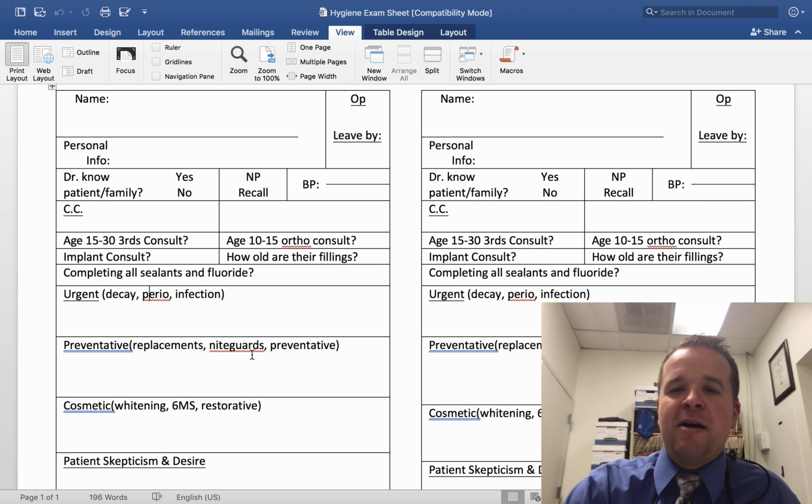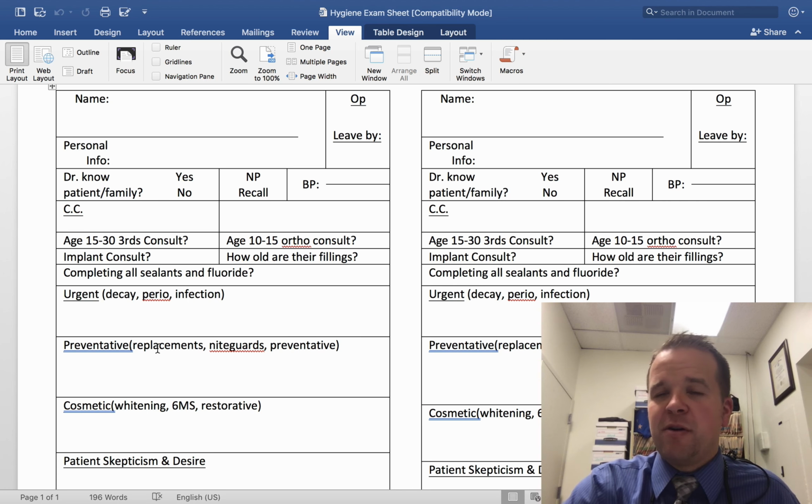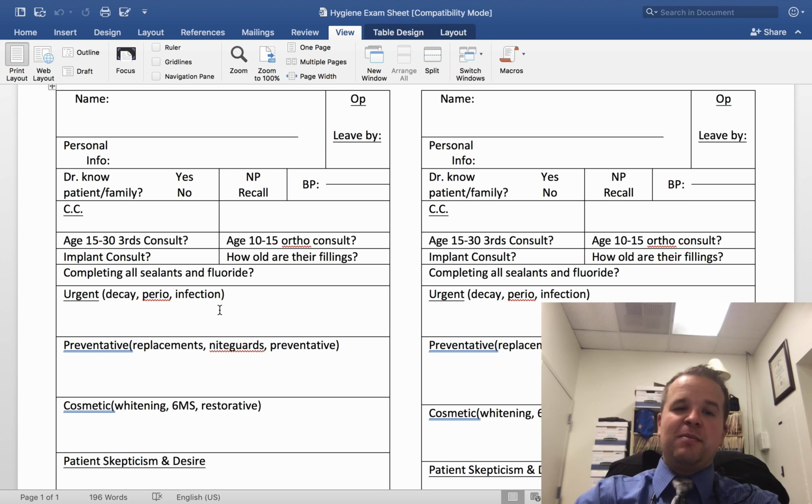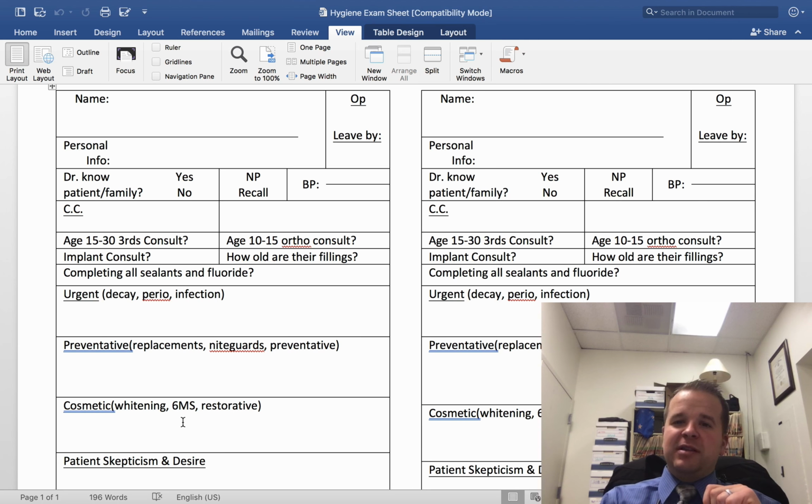It takes 2 seconds to fill out, and preferably how the hygiene appointment goes is the hygienist seats the patient, fills out all of this information, does all of the exam first, and then fills out this, talks to the patient. So you're going to spend the first 10 to 15 minutes with the patient, explaining, talking to them, getting to know them, writing down anything urgent, anything preventative, cosmetic, or any skepticism they have. So you'll write all that down, and then before you even start doing the scaling and the prophy, you'll take this exam sheet and you'll go give it to the dentist. And you'll say, hey doc, this is ready to go whenever you are.